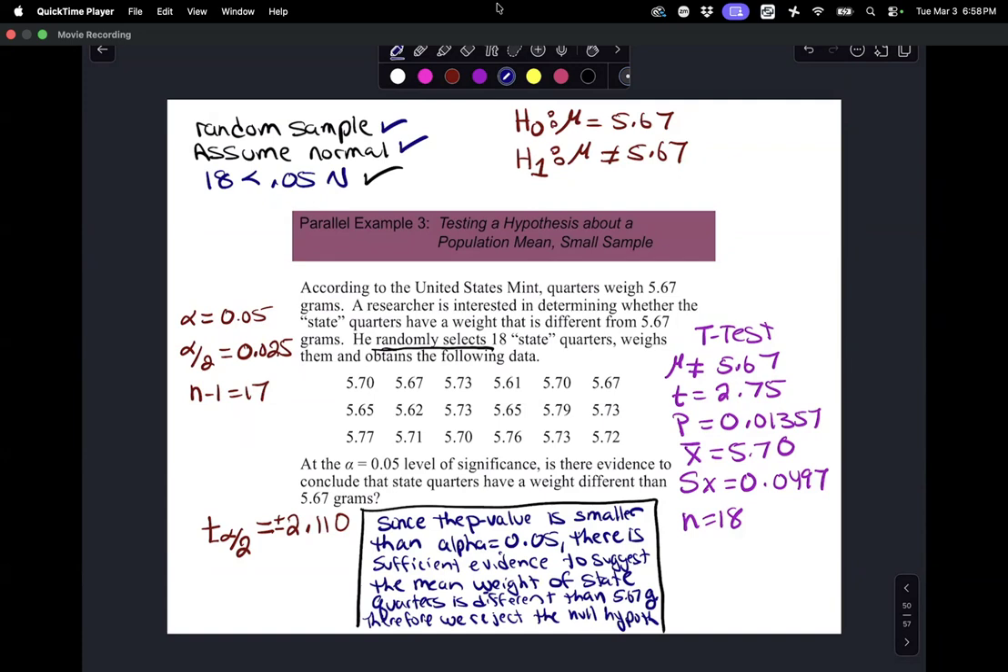So that's what you would type in the box. Since the p-value is smaller than alpha equals 0.05, even if you just said p-value is smaller than alpha, I just like to put that 0.05 in there. You don't have to put that in there. Just say the p is smaller than alpha. There's sufficient evidence to suggest the mean weight of state quarters is different than 5.67 grams. Therefore, we reject the null hypothesis. Right. Questions here?